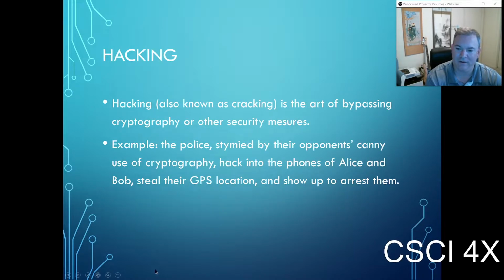It's a fun assignment. So hacking is also known as cracking. For years, hackers were trying to call security intrusion crackers. That never took on. Calling somebody a cracker just doesn't have the same bite as calling somebody a hacker.